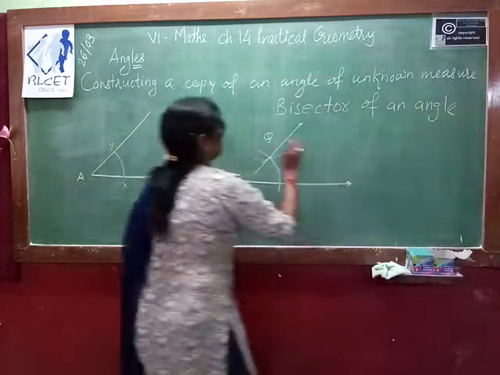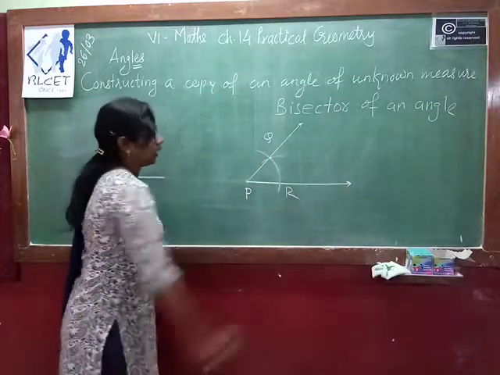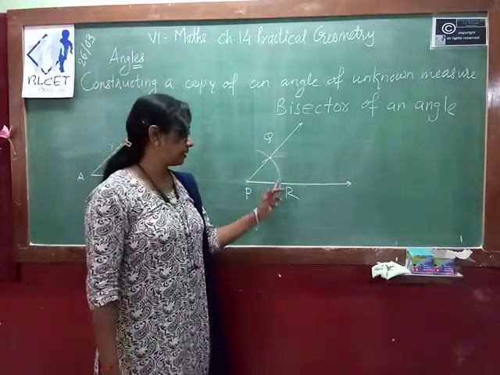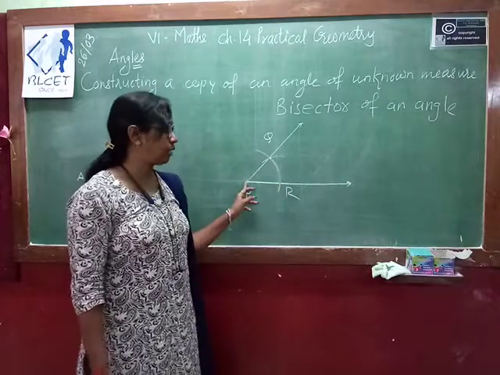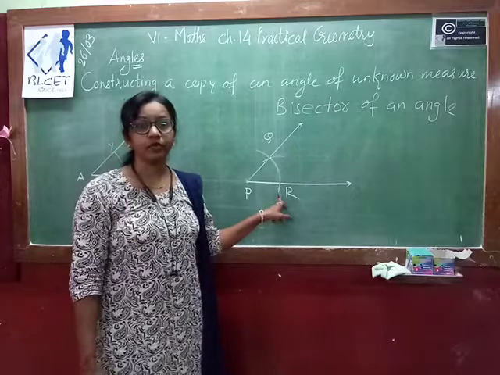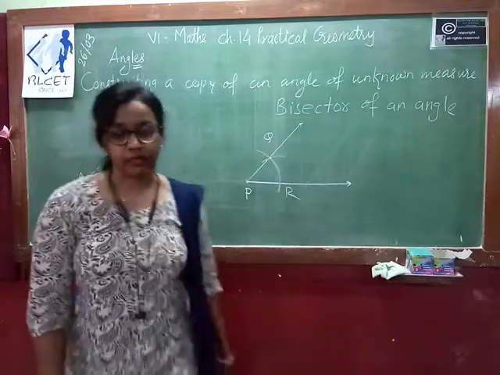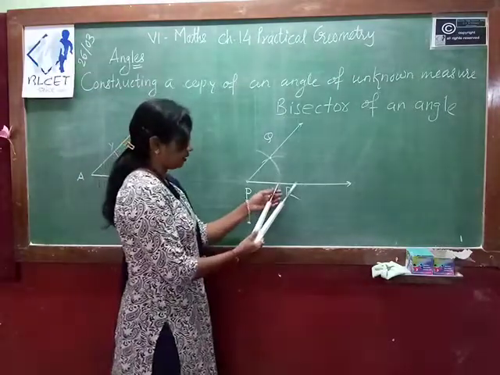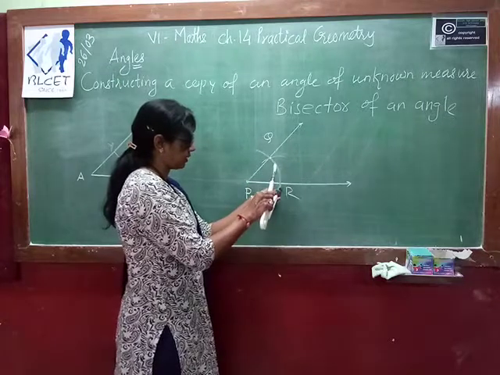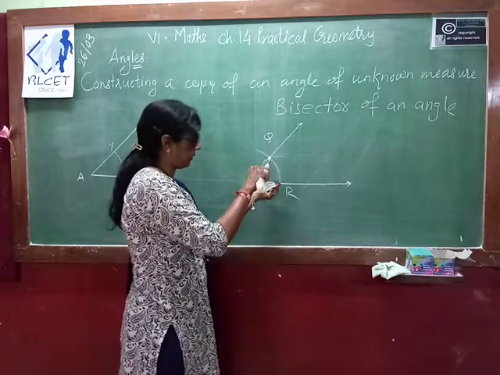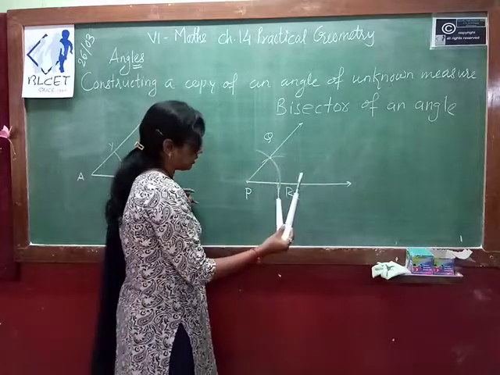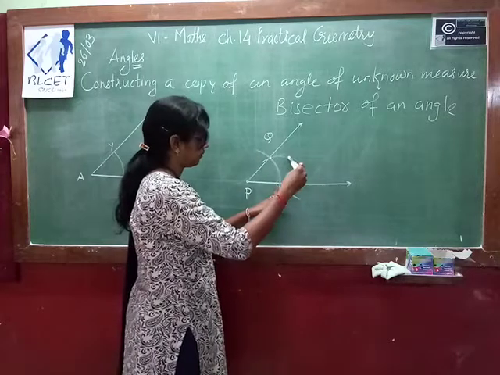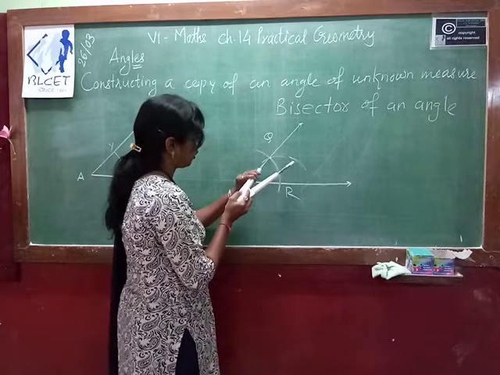I am taking the same angle. PQR, name it PQR. How will you bisect it? Bisect means we have to divide this angle PQR, or you can say QPR, into 2 equal parts. So what we have to do? We take this measurement. What is the distance between these 2 points Q and R? Okay, this much is the distance, and we draw an arc. From R we draw an arc, and from Q we draw an arc.